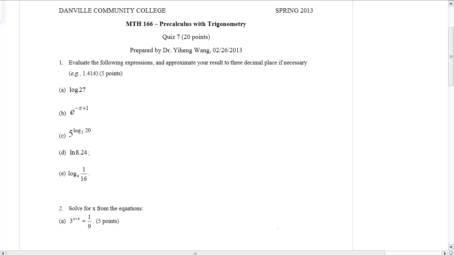Let's look at the first problem. Evaluate the following expressions. Approximate your answer, if necessary, to 3 decimal places. The first one, log 27.